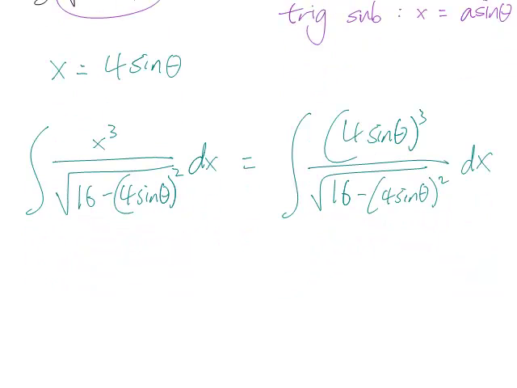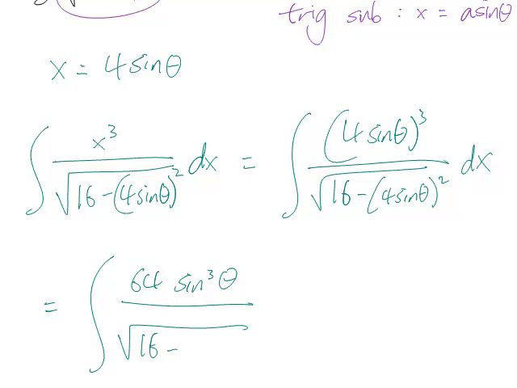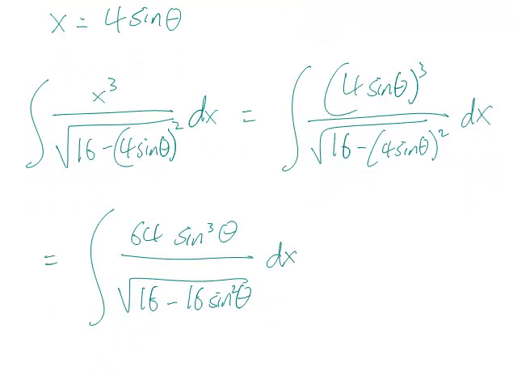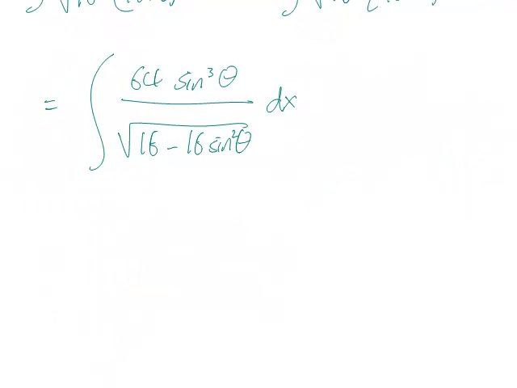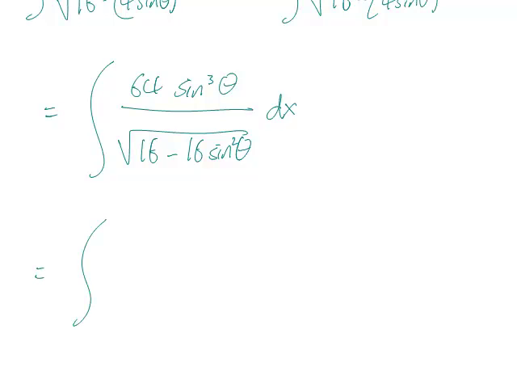And so let's simplify this a little bit before we go and turn the differential dx into d theta. So this is going to be 4 cubed, that would be 64, sine cubed theta, all over the square root of 16 minus 16 sine squared theta dx. And finally, we get that this is 64 sine cubed theta over the square root of 16, which is 4, so we can pull out 16, 1 minus sine squared theta.